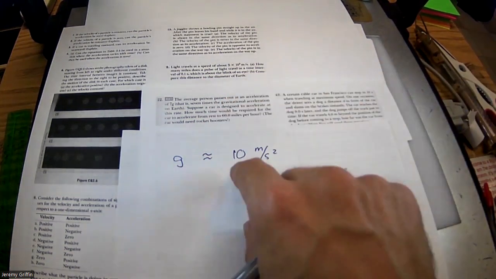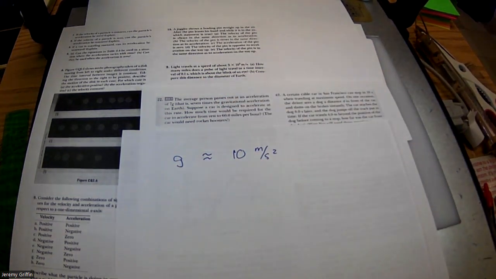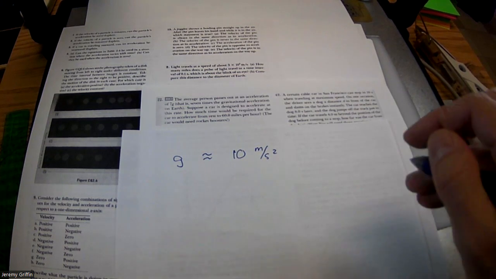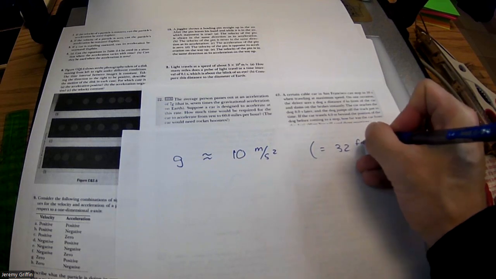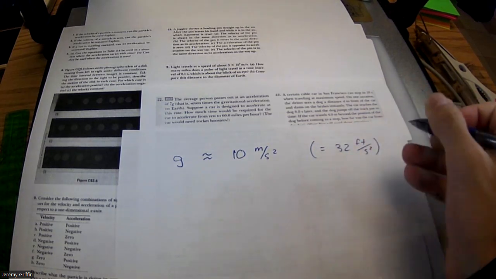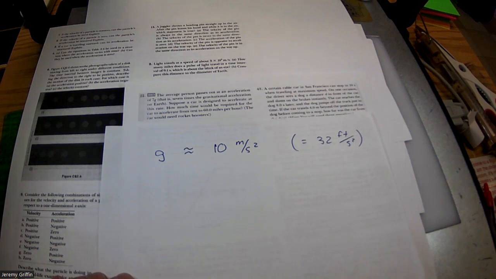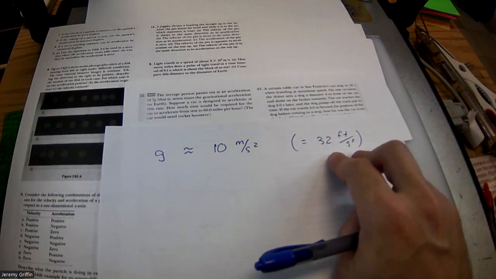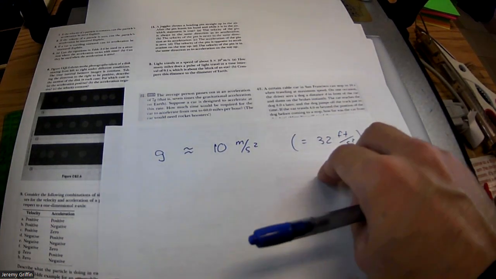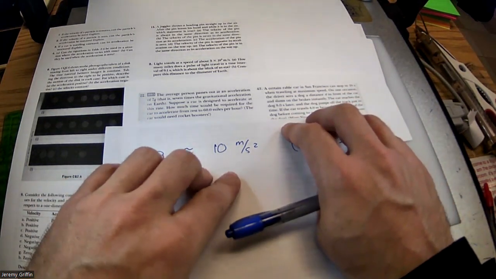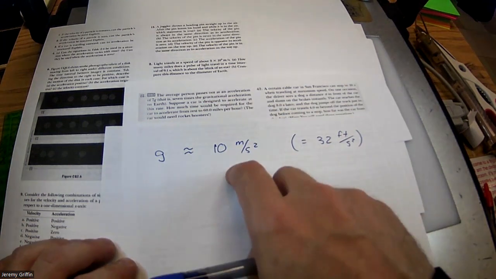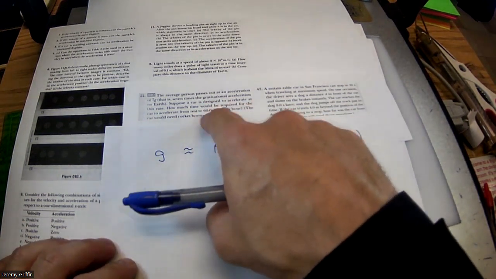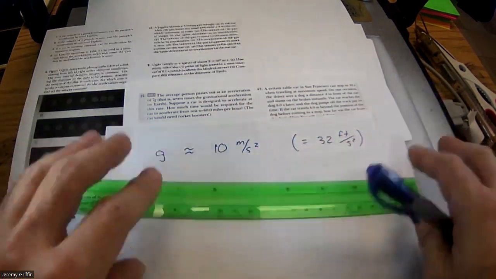Do you guys know what it is in U.S. customary units? About 32 feet per second squared. We're never going to use that, but if you ever see it here and there, it'll pop up. Your physics classes usually stick to the metric system. So the 60 miles an hour, we have to convert that to meters per second. Let's set ourselves up some railroad tracks.